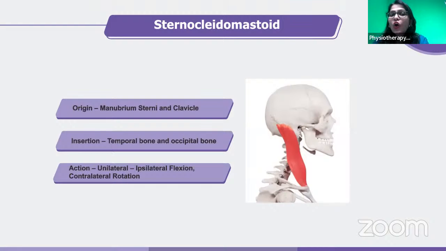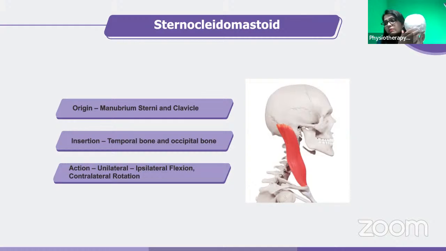The sternocleidomastoid, which we have in our textbooks: origin was from manubrium sterni and clavicle, insertion temporal bone, occipital bone, which we have studied in our textbooks. So how do you apply it on a human body? See, I have this skull. The skull has external occipital protuberance and the nuchal line. So this is the insertion part of the sternocleidomastoid.